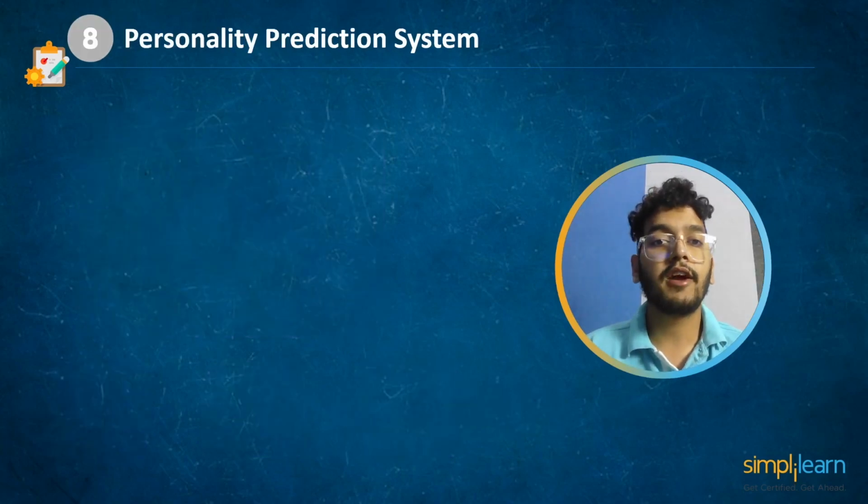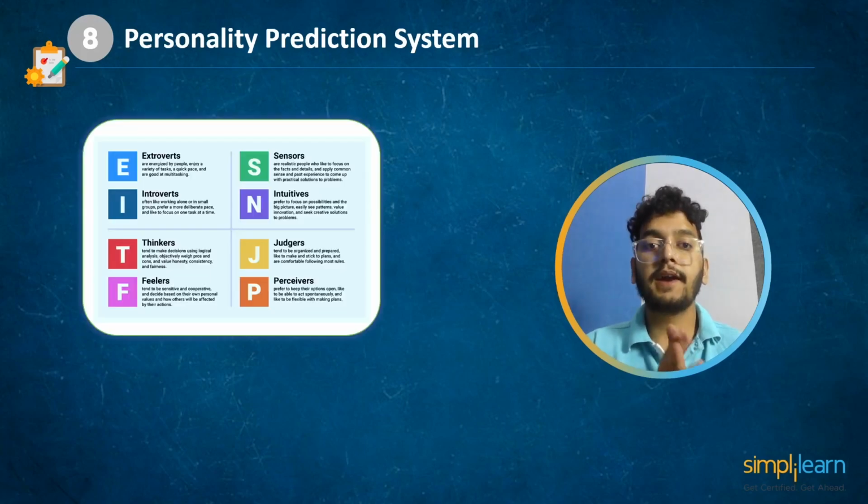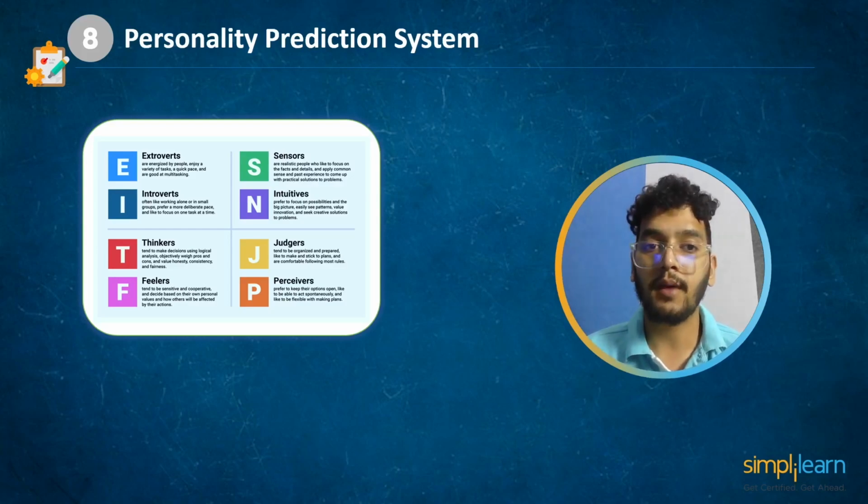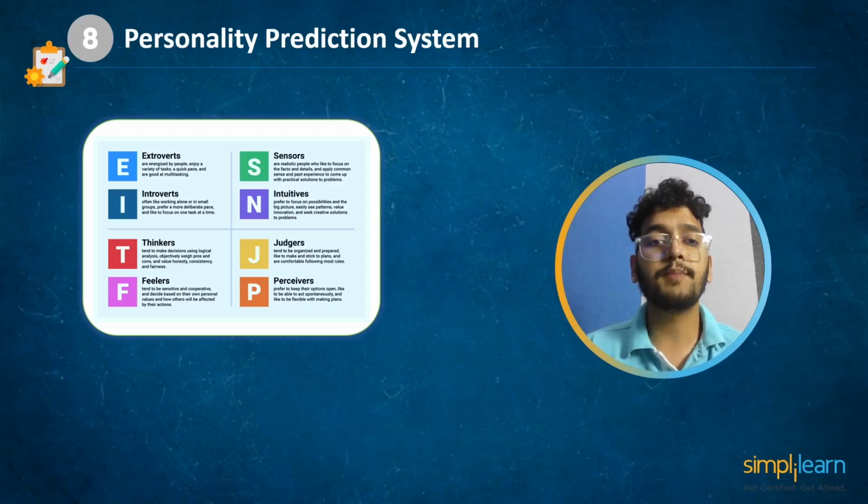At number 8, we have personality prediction system. The idea is based on determining an individual's personality using machine learning techniques. A person's personality influences both his personal and professional life. Nowadays, many companies are shortlisting applicants based on their personality, which increases job efficiency because the person is working on what he is good at rather than what he is compelled to do.